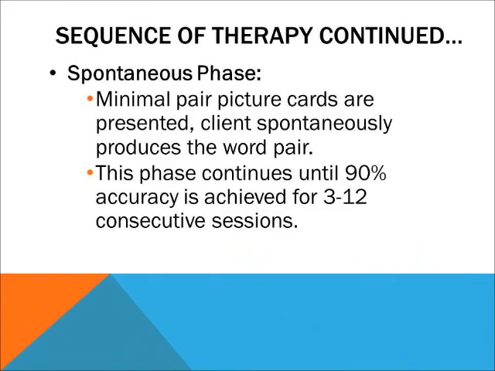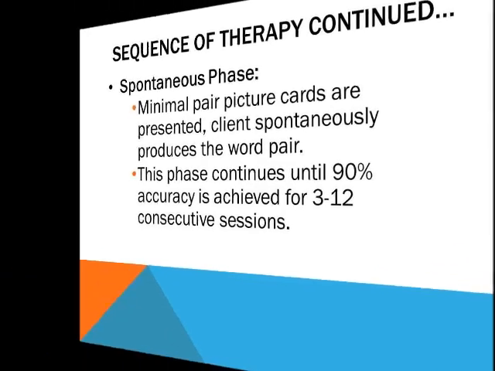The next phase of therapy is the spontaneous phase. In this phase, minimal pair picture cards are presented and the client spontaneously produces the word pair. This phase continues until 90% accuracy is achieved for 3 to 12 consecutive sessions.